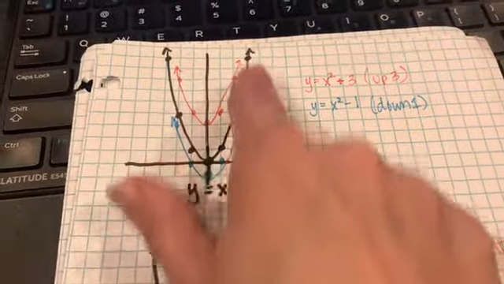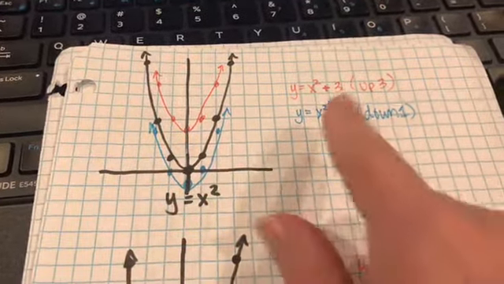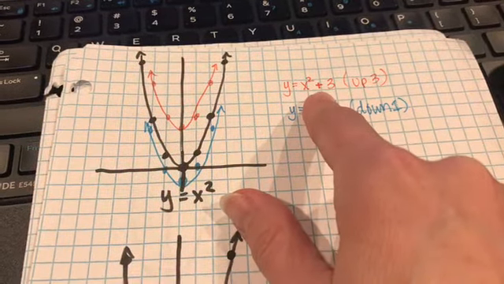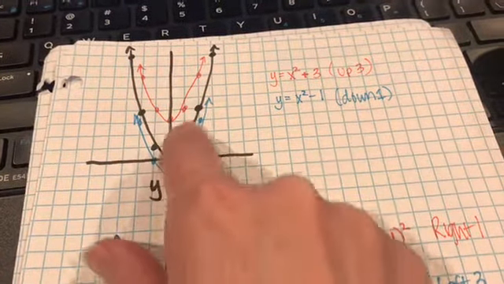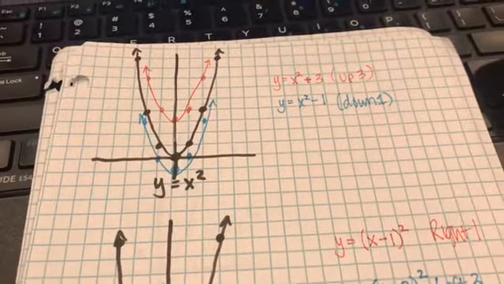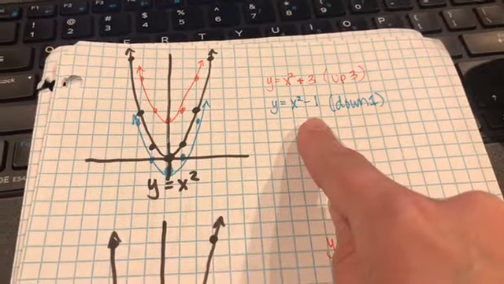So once you have that parabola made, you can use that to make your orange and your blue parabolas over here. If you have a plus 3 after the x squared, it moves it up 3. I can just go from each one of these black dots and just count up 3 and make a new orange dot and draw the parabola. Same with the minus 1. That's going to move the parabola down 1.